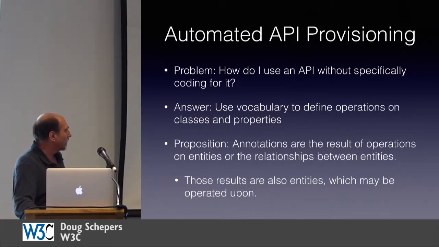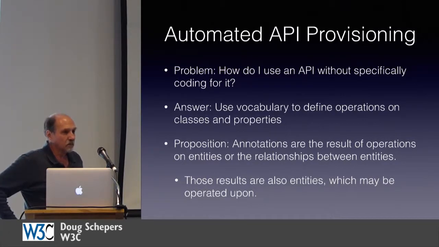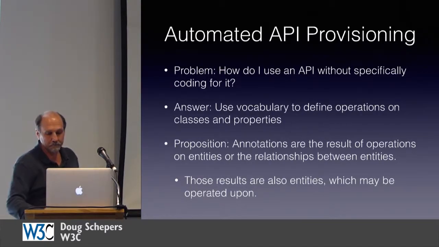Using a vocabulary, we can define operations on a given entity. We can describe the basic RESTful operations of read, create, update, delete. We can also provide other types of operations. So for instance, if I have an entity representing a sports team, I might want to comment upon that, so I can describe on a comment property an operation to create a new comment or to modify a comment that might already exist.